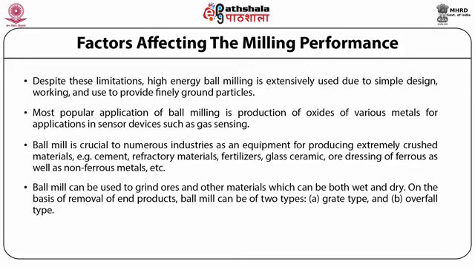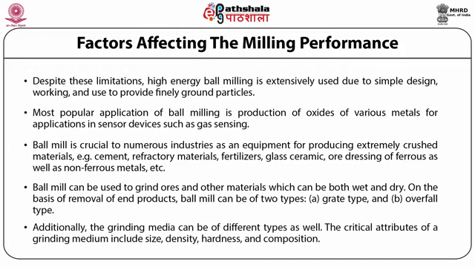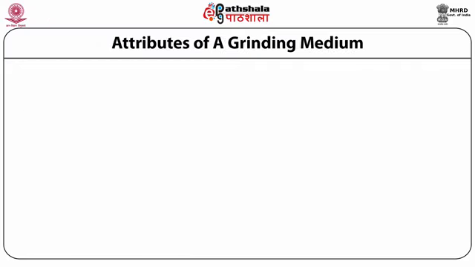On the basis of removal of end products, ball mill can be of two types: A. grate type and B. overflow type. Additionally, the grinding media can be of different types as well. The critical attributes of a grinding medium include size, density, hardness, and composition. Let us now discuss each one of these properties in detail.